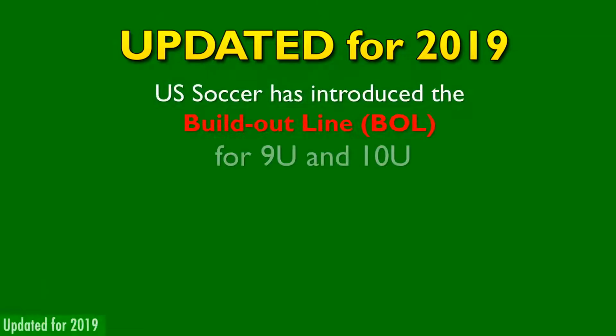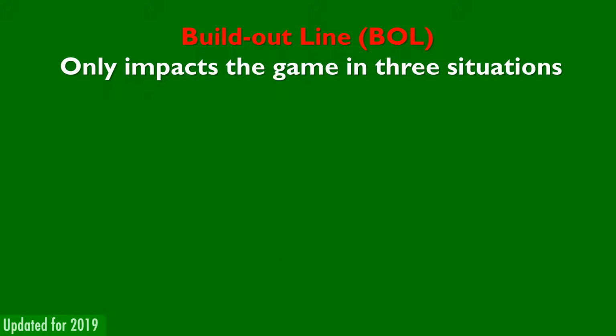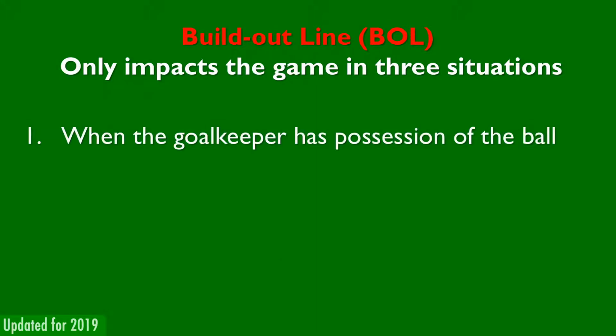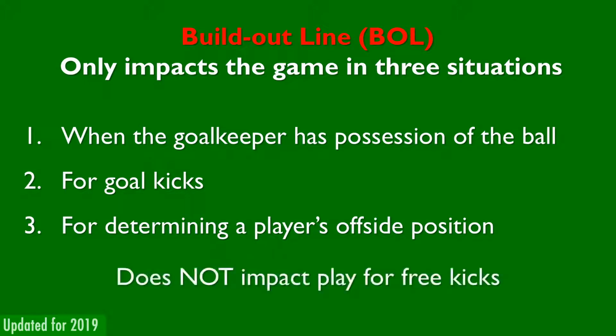As part of their Player Development Initiative, or PDI, US Soccer has introduced the build-out line for players in the 9U and 10U divisions. The aim of the build-out line is to encourage the development of play from the backfield. The build-out line only impacts the game in 3 situations: when the goalkeeper has the ball in his or her possession, for goal kicks, and for determining whether a player is in an offside position. It does not impact play for free kicks.